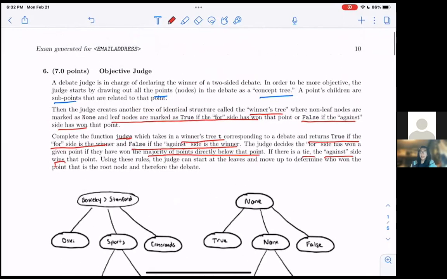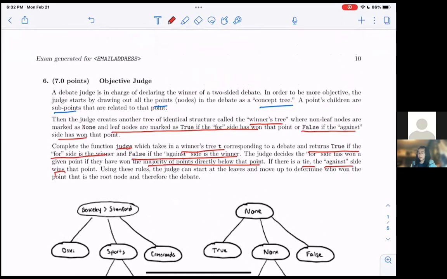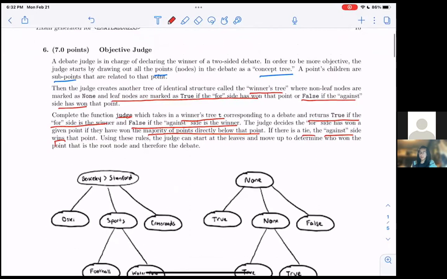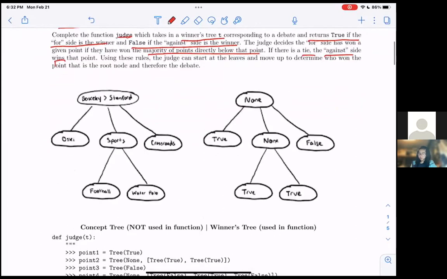Okay, so this is a very big problem statement. So let's look at the example tree that they give us, as well as the doctest, to make sure we understand what the problem is asking us to do. So we can see here that on the left side, we have a concept tree, which, remember, is not being used in the function, but is provided for us to understand conceptually how these nodes relate to the debate. And then we have the winner's tree, which is actually what is passed into T, which is the only parameter that judge takes.